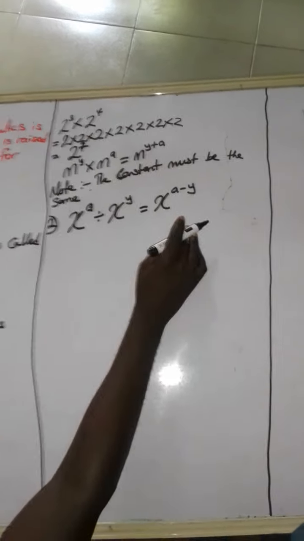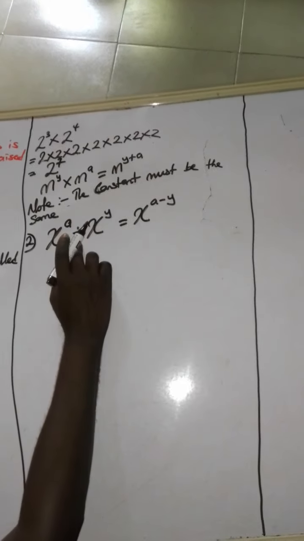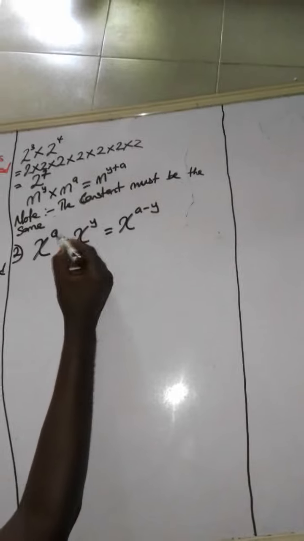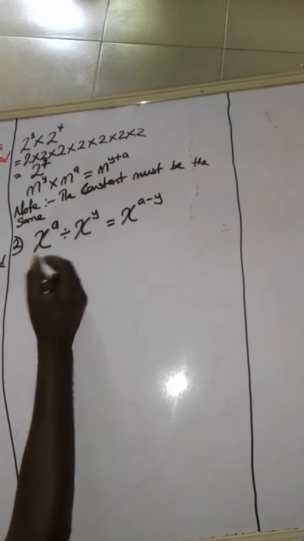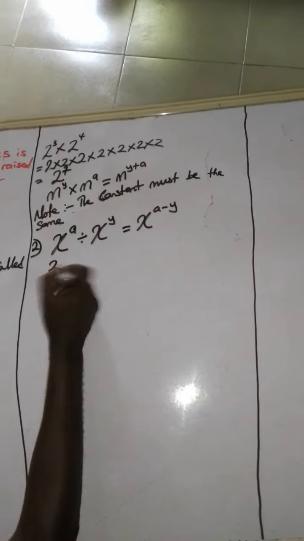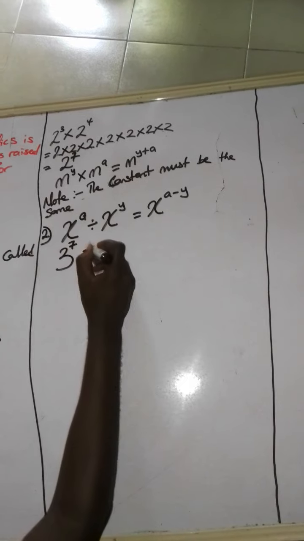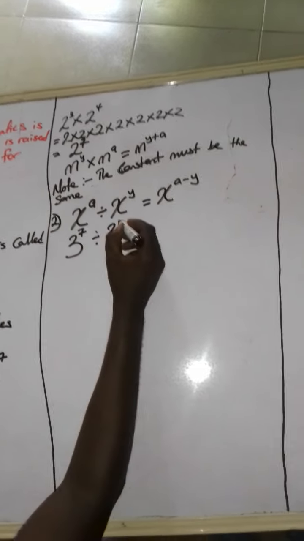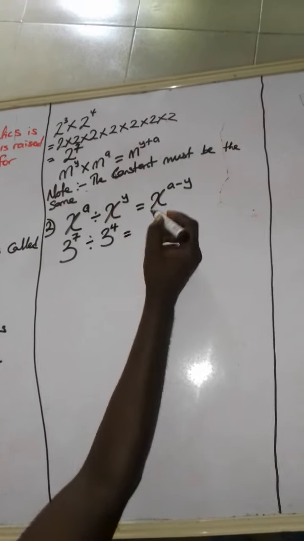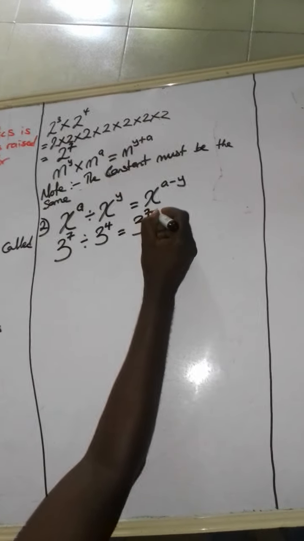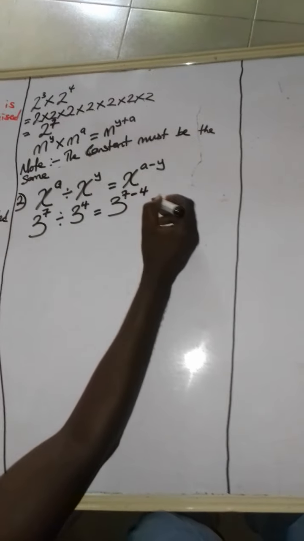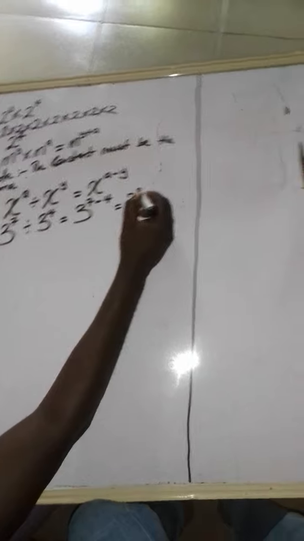So what this is saying is, when you have a constant which is the same and you have division in between it, then you are going to subtract the index. So we can take examples like when we have 3 raised to power of 7 divided by 3 raised to power of 4. This is the same as saying 3 raised to the power of 7 minus 4, which will give us 3 raised to the power 3.